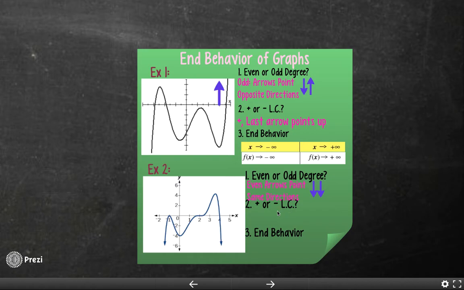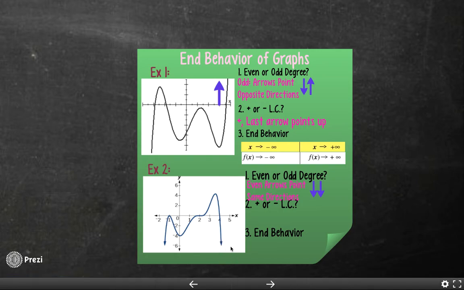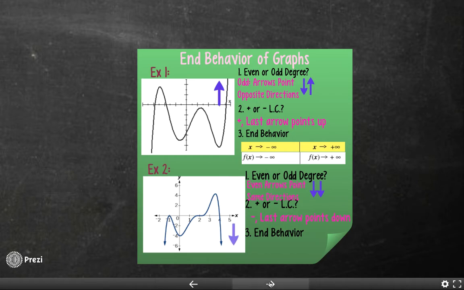Okay, the leading coefficient, is it positive or negative? Okay, and LC, that's my abbreviation for leading coefficient, if you didn't figure it out. We always look at our final arrow on the right-hand side to determine if our leading coefficient is positive or negative. Since my last arrow is pointing downward, if you see here, that means the leading coefficient is negative because that last arrow points down.